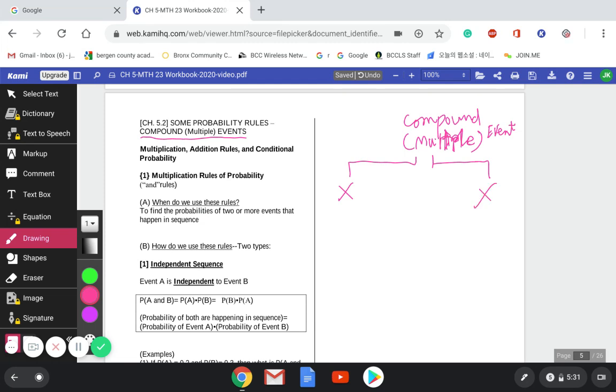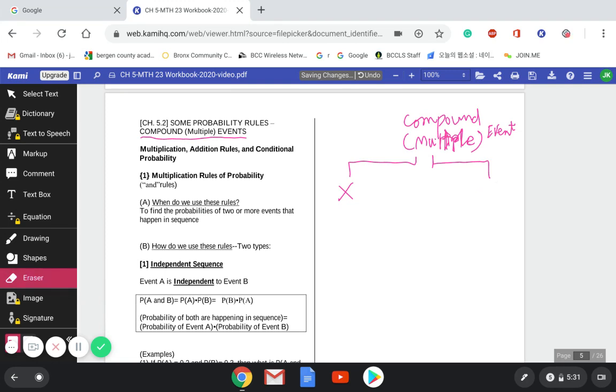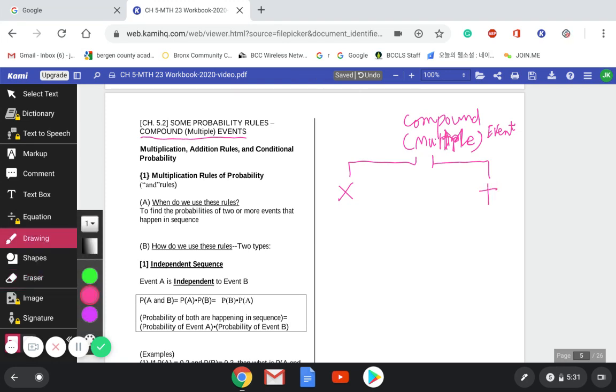But how do you know when to add and when to multiply? We usually multiply two events, like probability of A multiplied by probability of B, when you have the keyword AND. We usually add when you have the keyword OR. Then we don't multiply them. We add them.